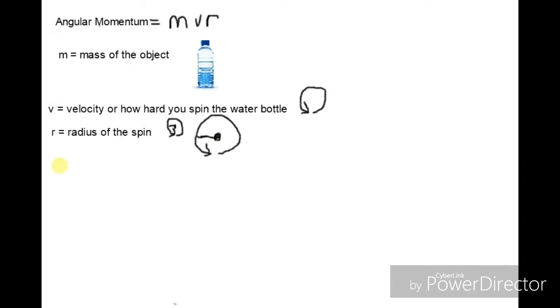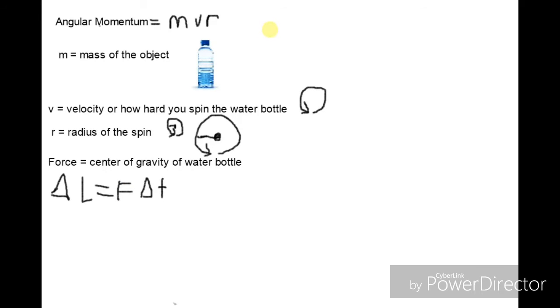Next up, force, which is what slows down the water bottle so that it can land upright. In this case, the force is the center of gravity of the water bottle. Change in angular momentum, or L, is given by the amount of force applied multiplied by the amount of time the force is applied.